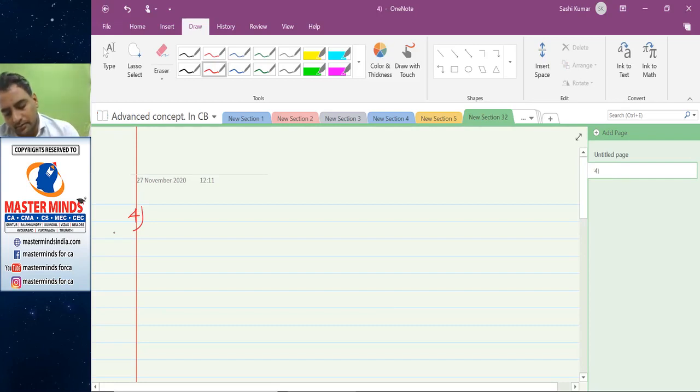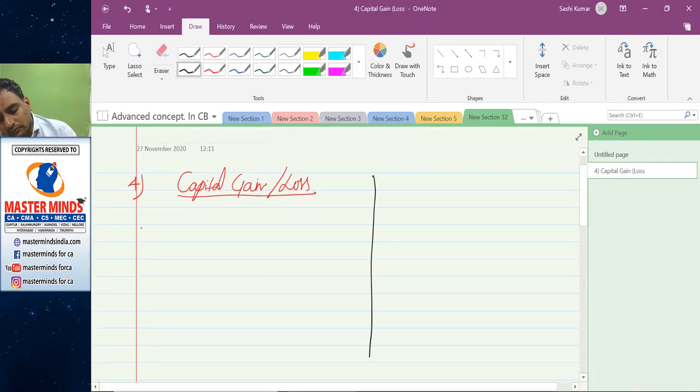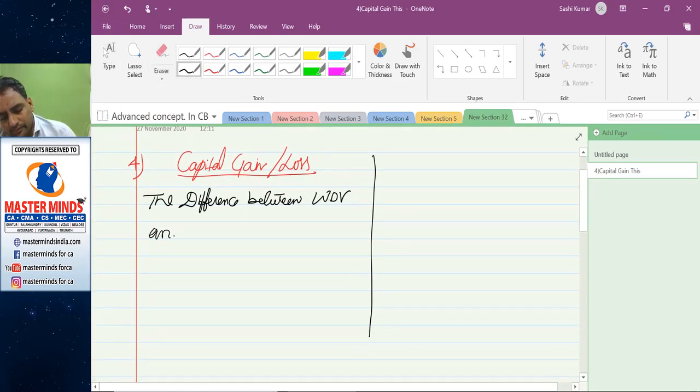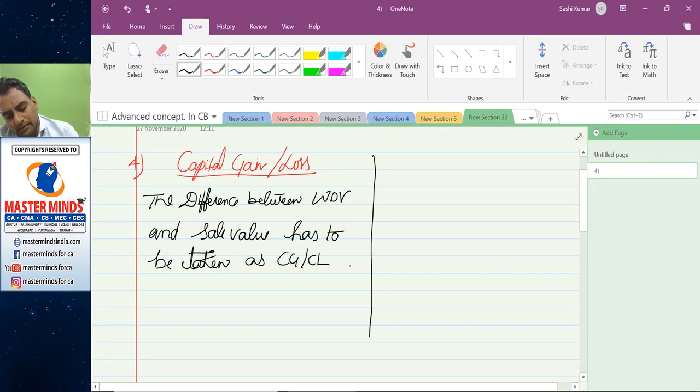Last point. Capital gain or loss. The difference between WDV and sale value has to be taken as capital gain or loss.